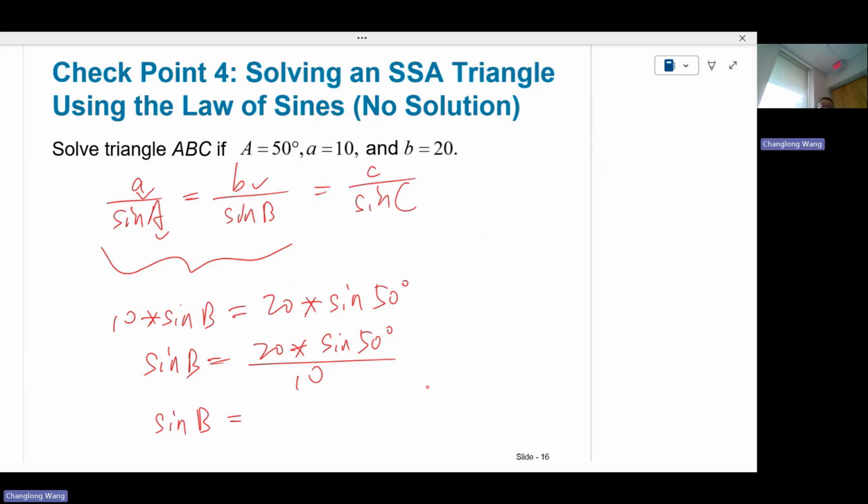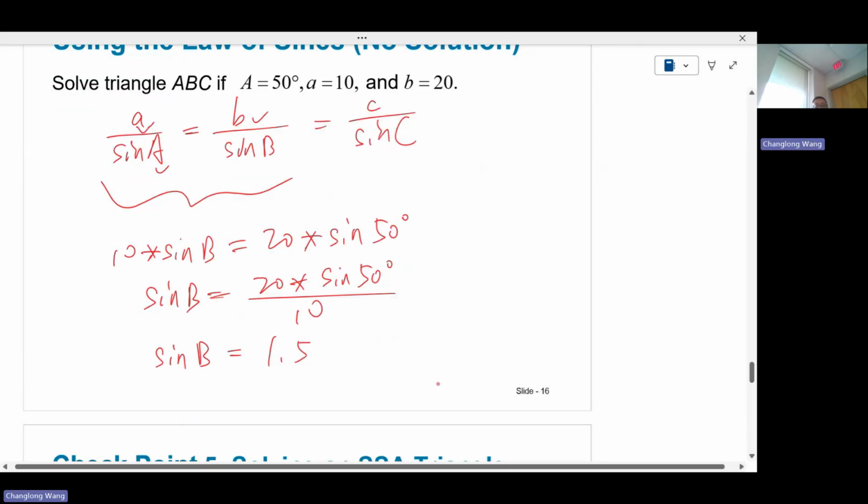What do you guys get? Sine B is 1.5. Right? Do you guys all get that? Okay, so now at this point, how would you get the angle B? If sine of this angle is 1.5, using the calculator. No, sine 30 is 1/2. Oh, you use the inverse sine function to get the angle.